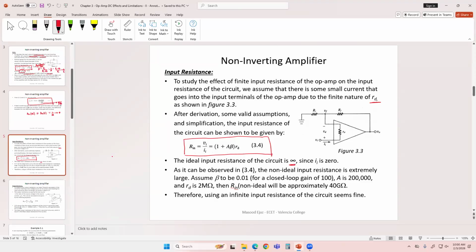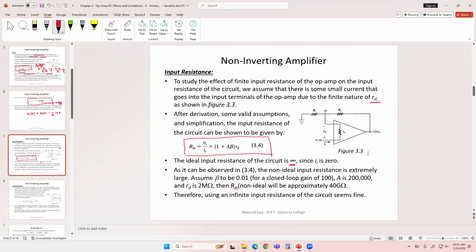Now again, don't confuse the input resistance of the operational amplifier with the input resistance of the circuit. They are two different things, remember. The input resistance of the operational amplifier, which we are calling differential resistance, is ideally infinity. Practically, I gave you the value, 2 mega ohm or 3 mega ohm. So practically this value is typically 3 mega ohm, and ideally we assume it to be infinity. That's the input resistance of the operational amplifier.